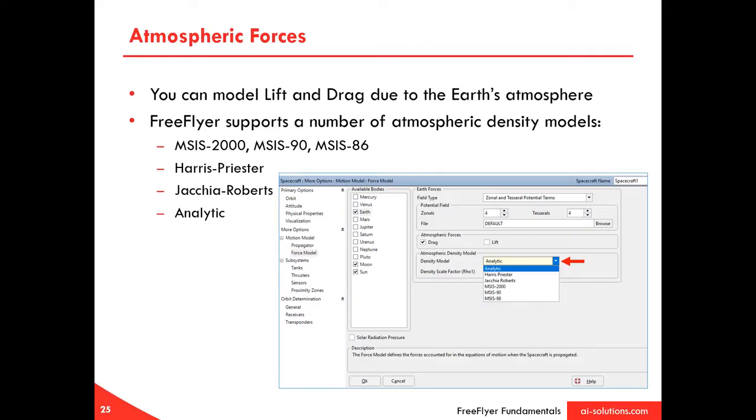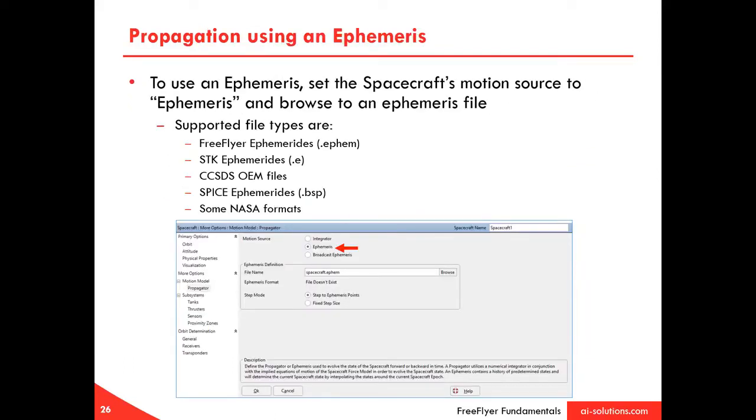When you're configuring the Earth's atmospheric forces, you can turn on lift and/or drag, and you can choose which atmospheric density model to use. On the other hand, if you don't want to configure a force model and use an integrator to propagate your spacecraft object, you can choose to use an ephemeris file.